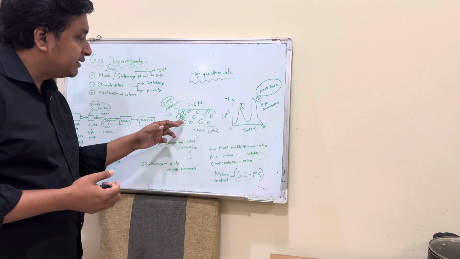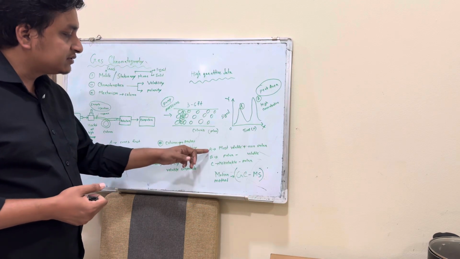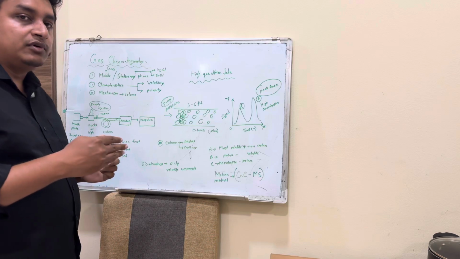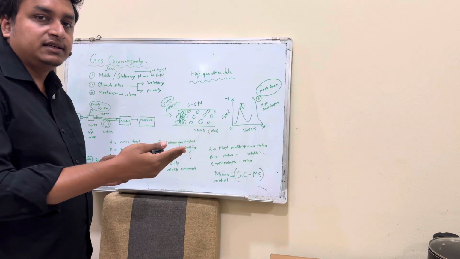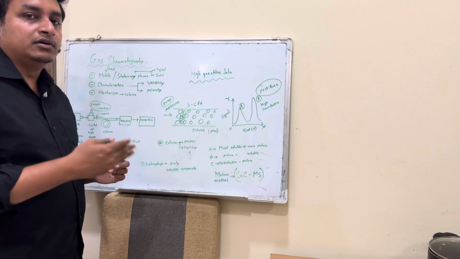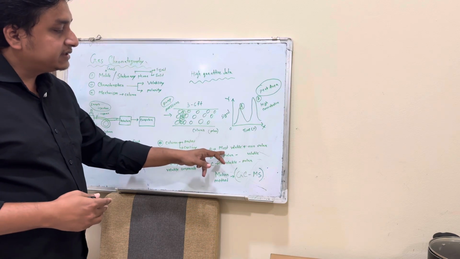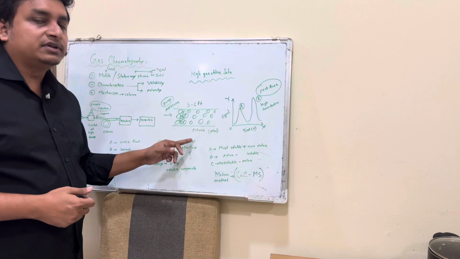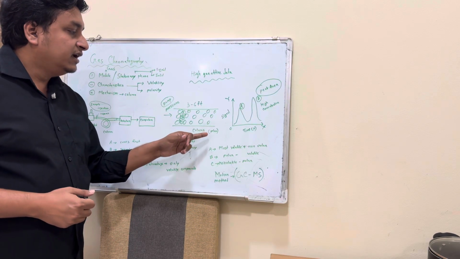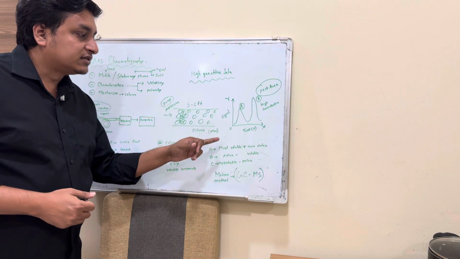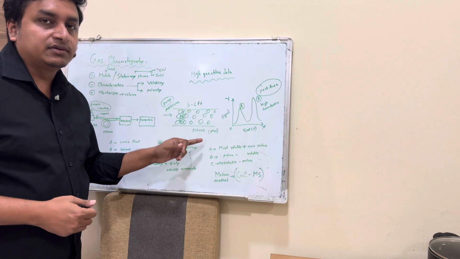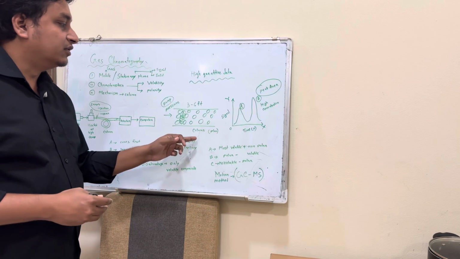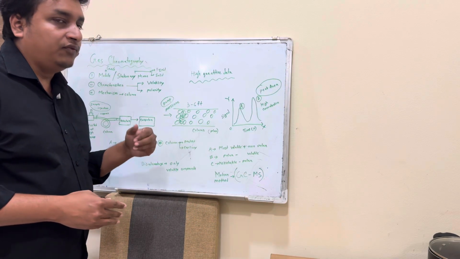For example, we have A, B, C, three compounds. As I already said, the most volatile will go first and the less volatile will go last. A is most volatile and non-polar. Non-polar means it will not react with the column, because I already said the column is polar. A non-polar compound will not react with polar compounds, so it will not hold it. So A will go first.